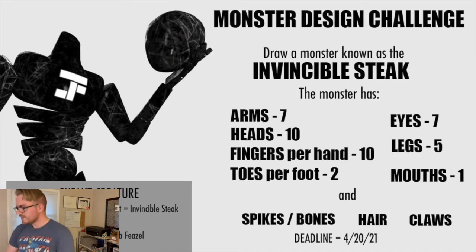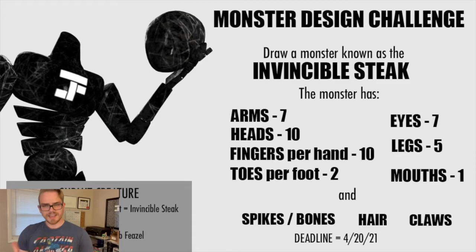He had to have 7 arms, 5 legs, 10 heads, 7 eyes, 1 mouth, 10 fingers per hand, and 2 toes. This will build its body. This is his silhouette. But then some additional monster details are that he had to have hair, claws, and spikes/bones. Those will pretty much just make him look a bit more like a monster rather than just a thing, a living organism, you know what I mean?